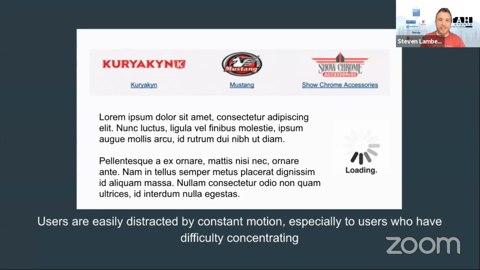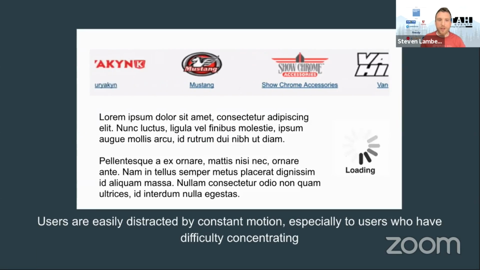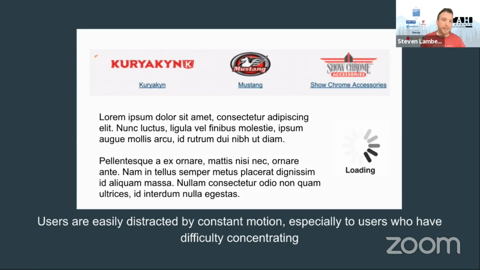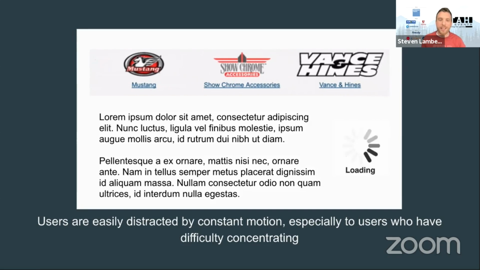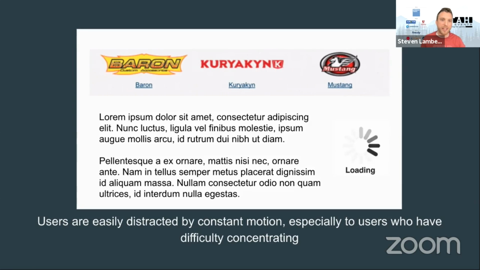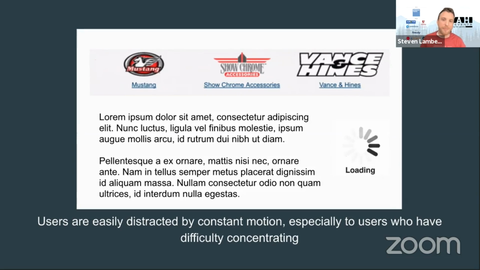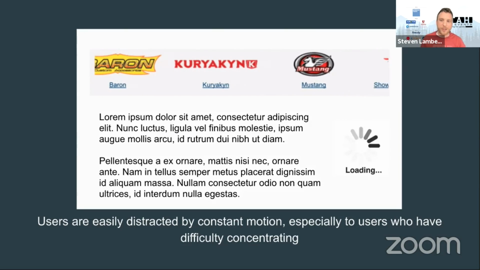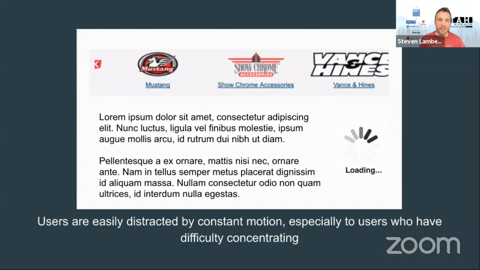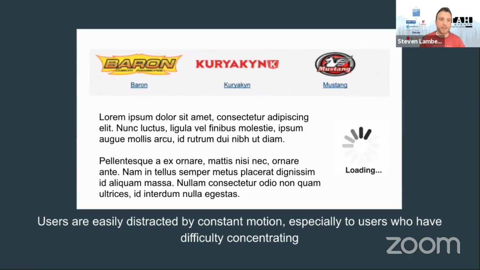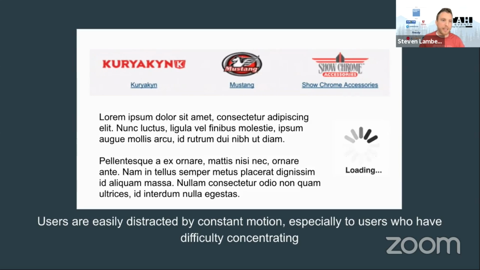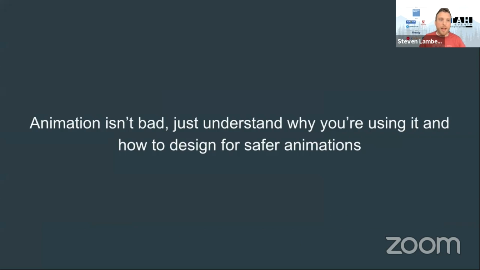Also, users are pretty easily distracted by content, especially those who have difficulty concentrating. For me personally, I know if there's something updating in the corner of my eye on a web page that I'm viewing, my eye is automatically drawn towards it and I look to see what just updated. And if it keeps happening regularly, I get easily distracted and it kind of ruins my train of thought. So you have to be very careful in how you use constant motion in your designs. And that's not to say all animation is bad. It's just that we should understand why we're using the animation and how to design for safer animations.